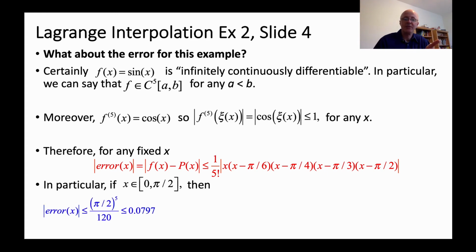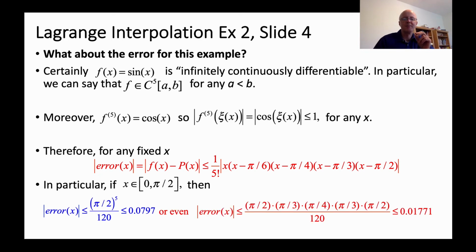So I could say the absolute error is bounded above, in fact, by pi over 2 to the 5th power divided by 5 factorial, which is 120. And if you check that on your calculator, you'll see that's less than 0.0797. Actually, we can do a little bit better.